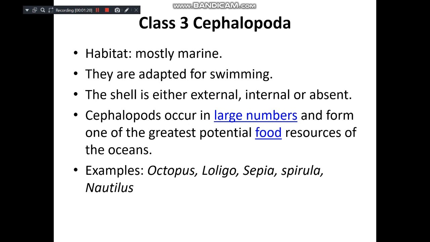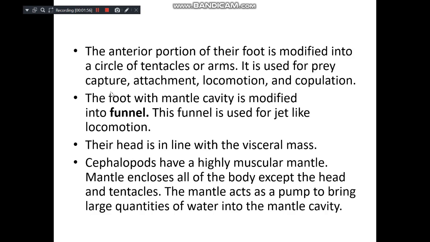In fact, the cephalopods occur in large number and they are the major food resource of the ocean. All oceans have greatest potential for these cephalopods. The examples for the cephalopod are the octopus, loligo, sepia, spirula, nautilus. There are so many examples we can give for this one. But we know the octopus and the squids, which are very popular.